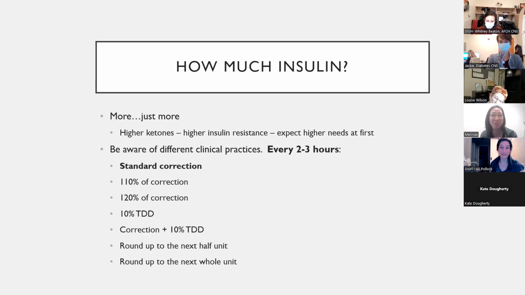But everything on this list below, I have done in one situation or another, or I have seen people do in one situation or another. Here at UW, our standard practice is to give just a regular correction every 2 to 3 hours. But particularly if I trust the patient, if I know they're an adolescent with higher insulin resistance, if I'm in a situation where I'm just trying to get things down quickly and I have to give you more insulin or we need to send you to the hospital, then I'll give 10% above, 20% above, or I'll give 10% of the total daily dose.